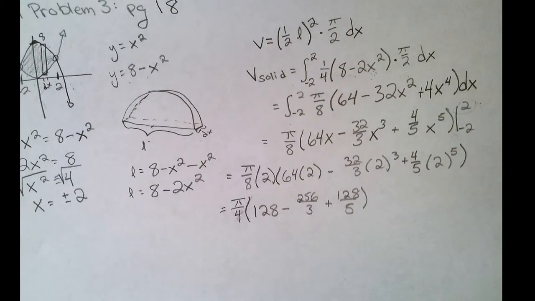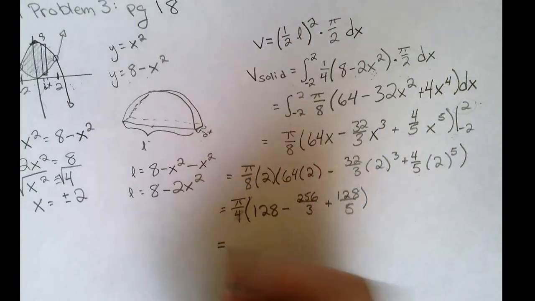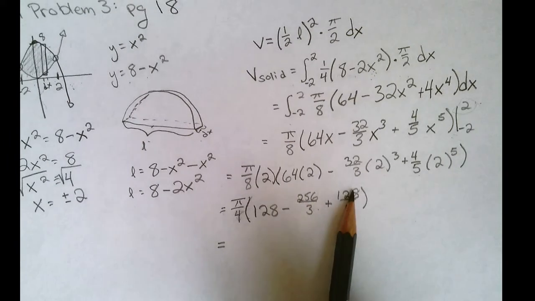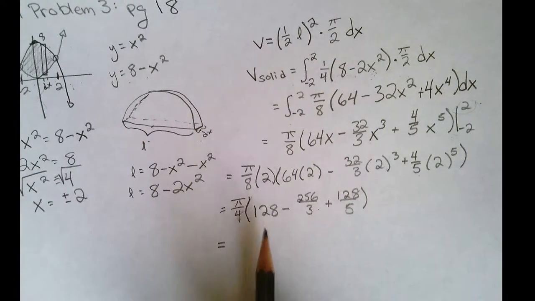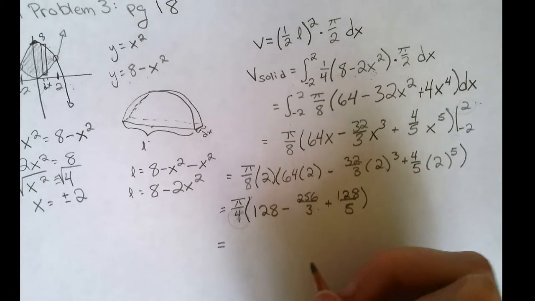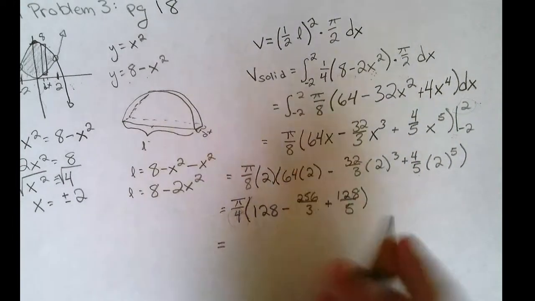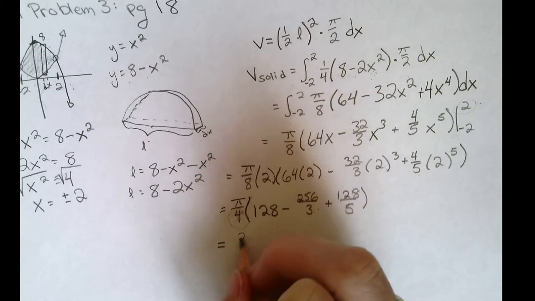Now, not the nicest numbers, so I went ahead and plugged them into my calculator. But you could do this by hand. You would just multiply by 5 over 5 here, and then by 3 over 3 here. And then here, 15 over 15. Gets kind of big. But when you divide by this 4, that helps out a lot. So, if you wanted, you could divide by 4 first, and then try and combine them. When you do that, you'll end up with a 256 pi over 15.